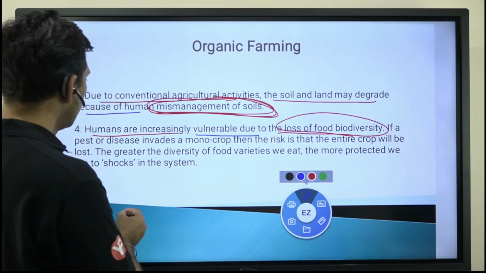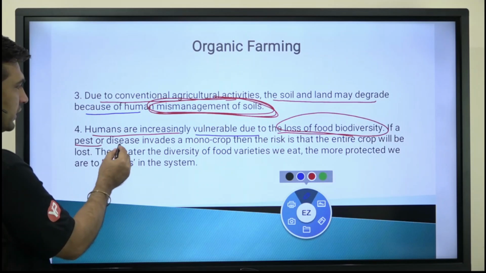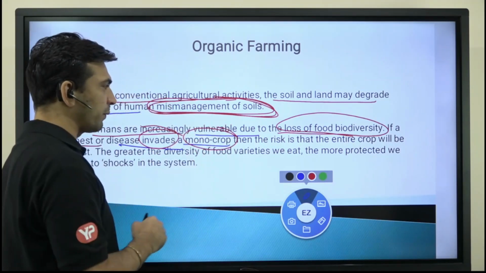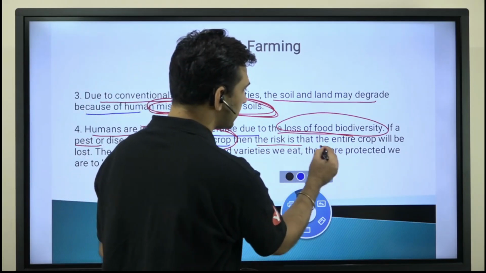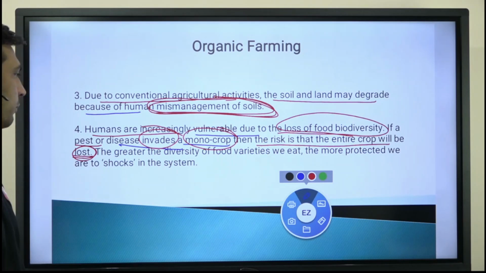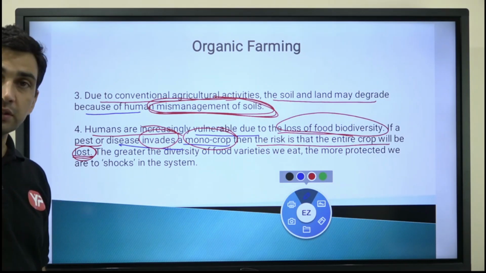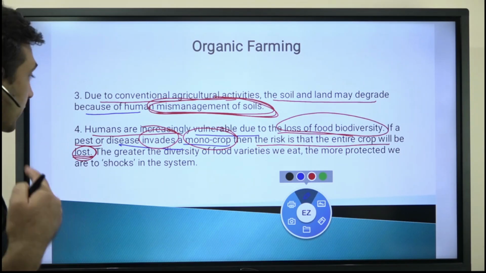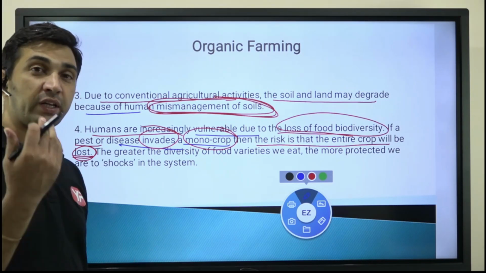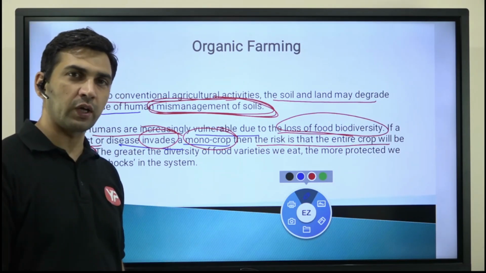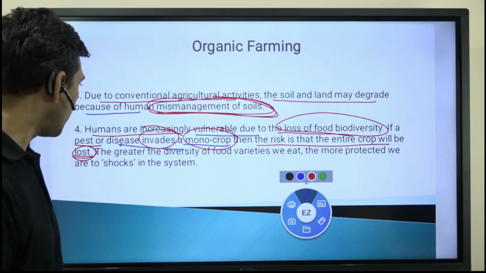So if a pest or disease invades and attacks a monocrop, a single crop, a particular kind of crop, then the risk is that the entire crop will be lost, right? So there is a risk, and in that sense you are more vulnerable. You could get a shock: in a particular year the pests are not controlled by you, and the whole crop is carried away by these pests.